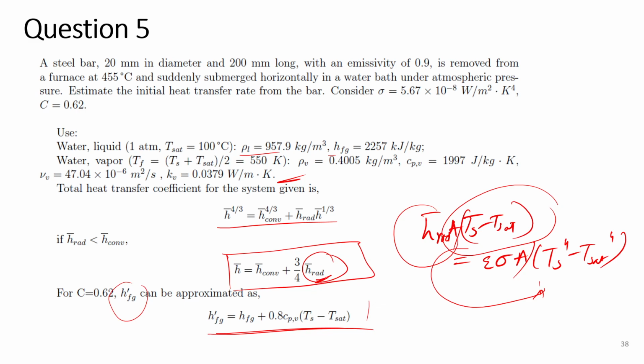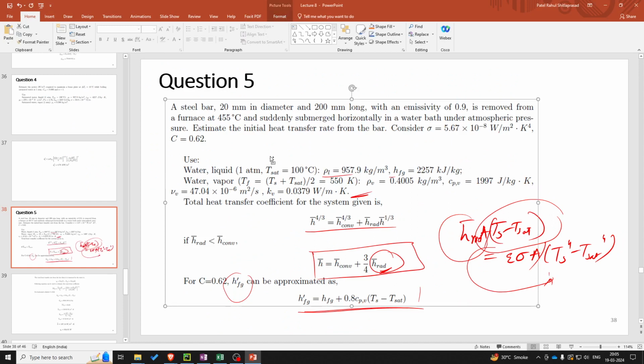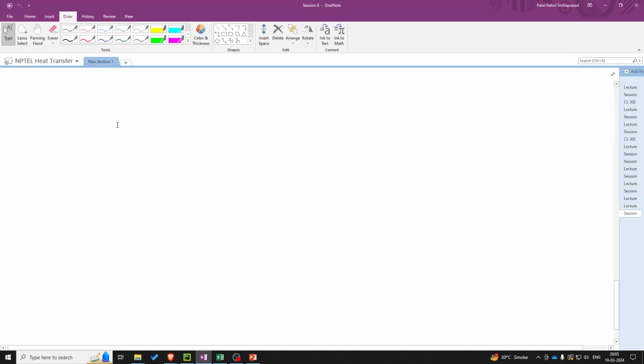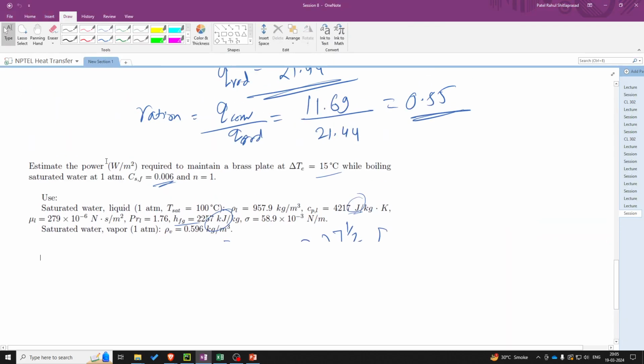So yes, let's try solving this question. Again, in this question, we will be requiring the Nusselt number correlations that I will share. In order to find this H convection, you need to know the Nusselt number correlations that I will be sharing.